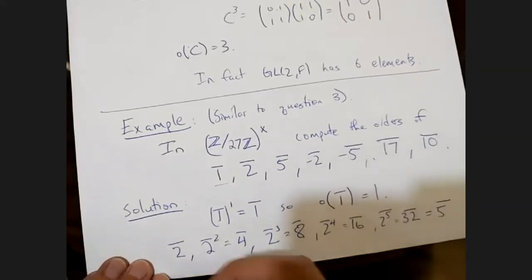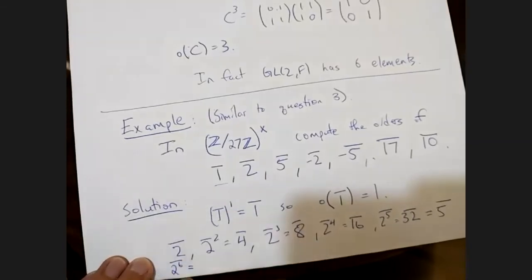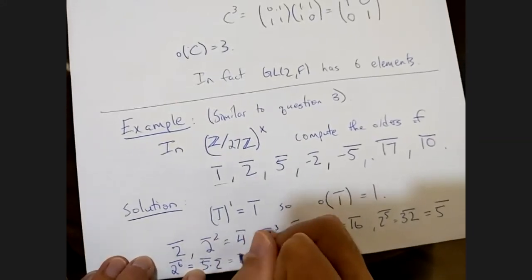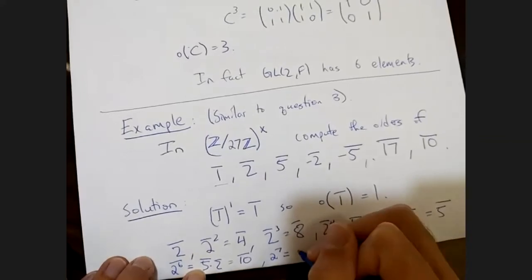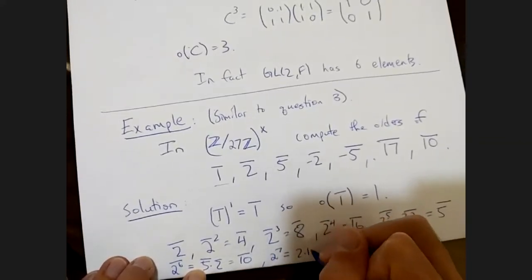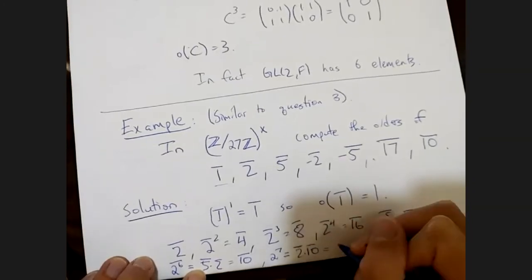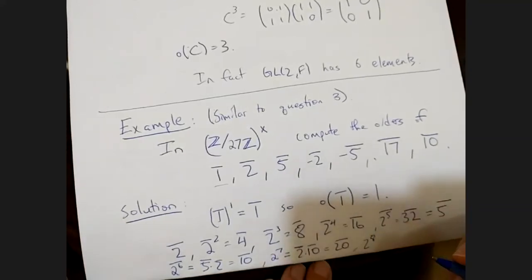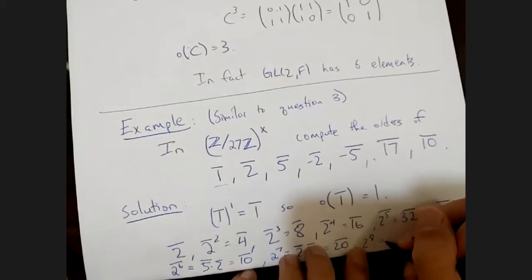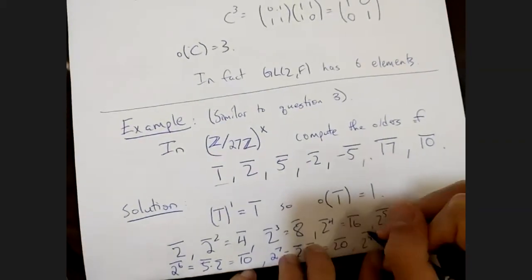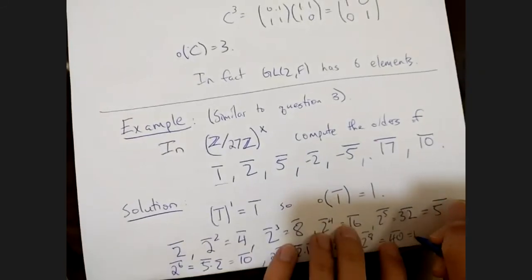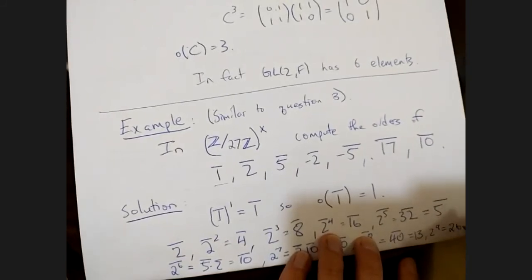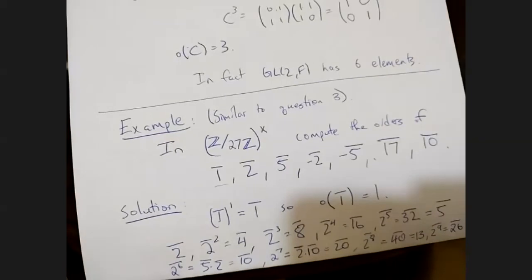Okay, just keep on going. 2 to the 6th, that's 5 times 2, that's 10. 2 to the 7th, that's 2 times 10, that's 20. 2 to the 8th, that's 2 times 20, which is 40. Mod 27 is 13. Now 2 to the 9th, that's 13 times 2, that's 26. Okay.